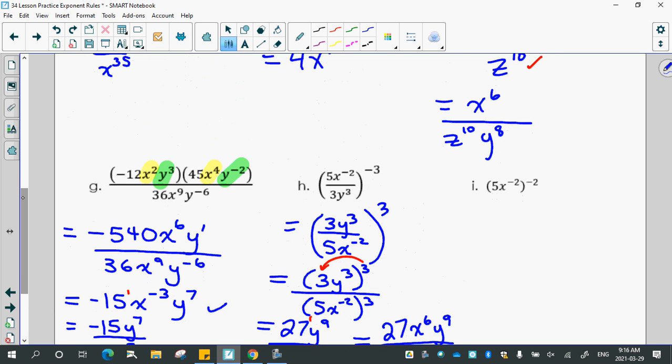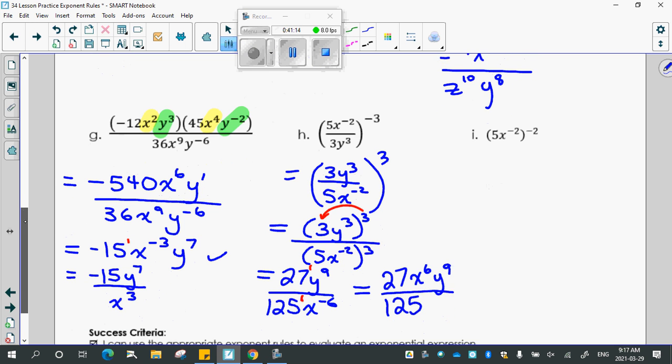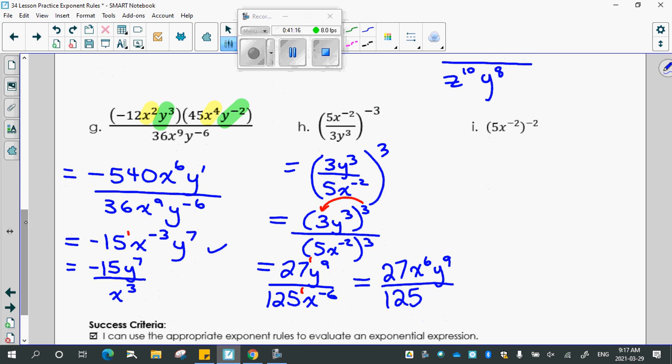Okay, 5x to the -2 all to the -2. All right, I'll give you a minute to think on that one. Okay, does anyone have a step here? You would maybe flip it, so you have 1/5 instead of x, -2, and then you have 2 on the side.